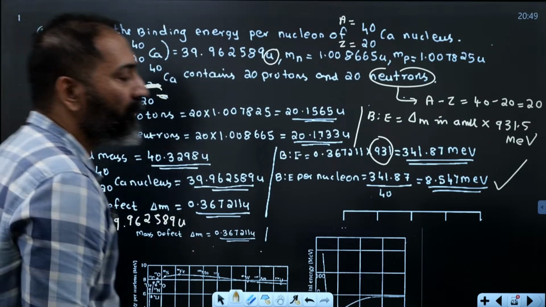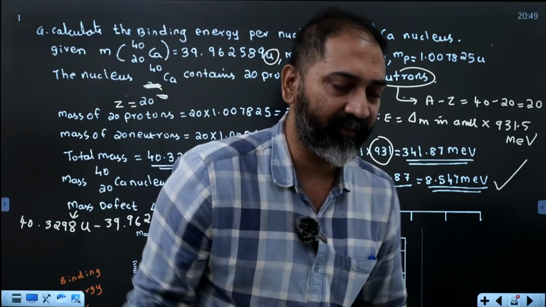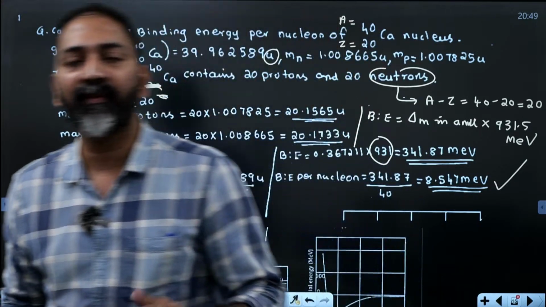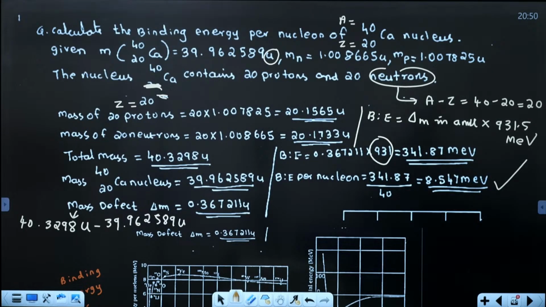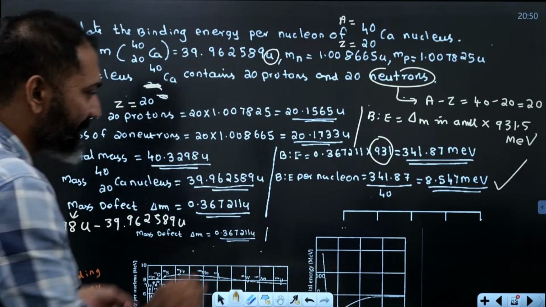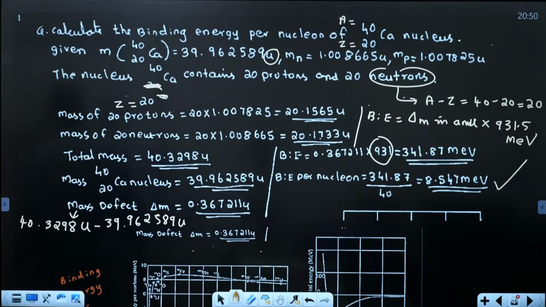So what have we found out? We have found out the actual mass, the expected mass of the calcium nucleus, which is 40 point something. But practically how much did we get? 39. So we found the mass defect, and then we found the mass defect in AMU. That value into the energy equivalent of 1 AMU is what? 931.5. If you do that calculation, you will get the binding energy. Binding energy divided by mass number will give the binding energy per nucleon. Any doubt?